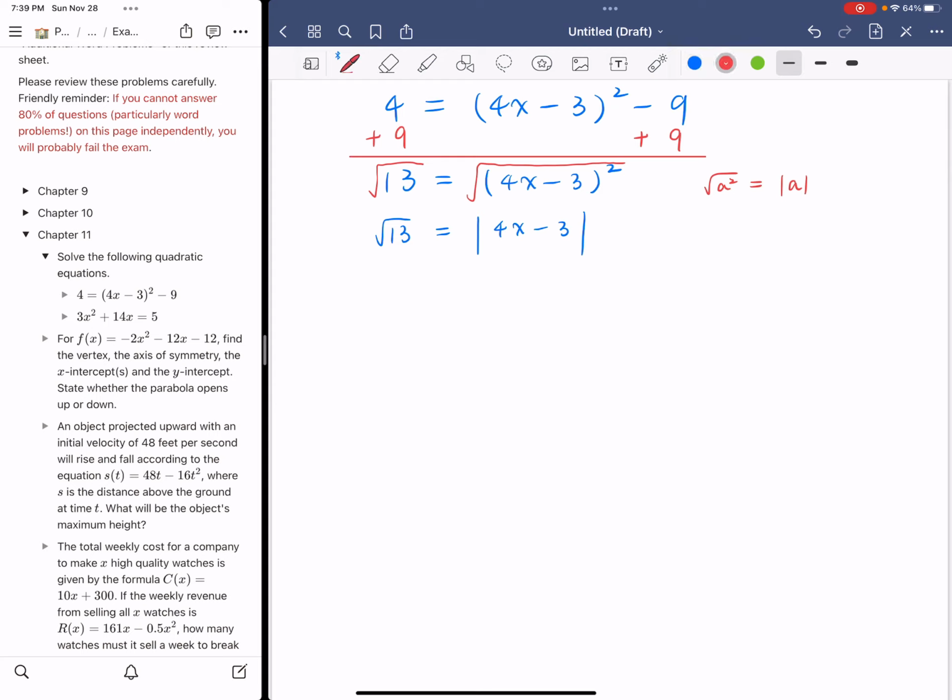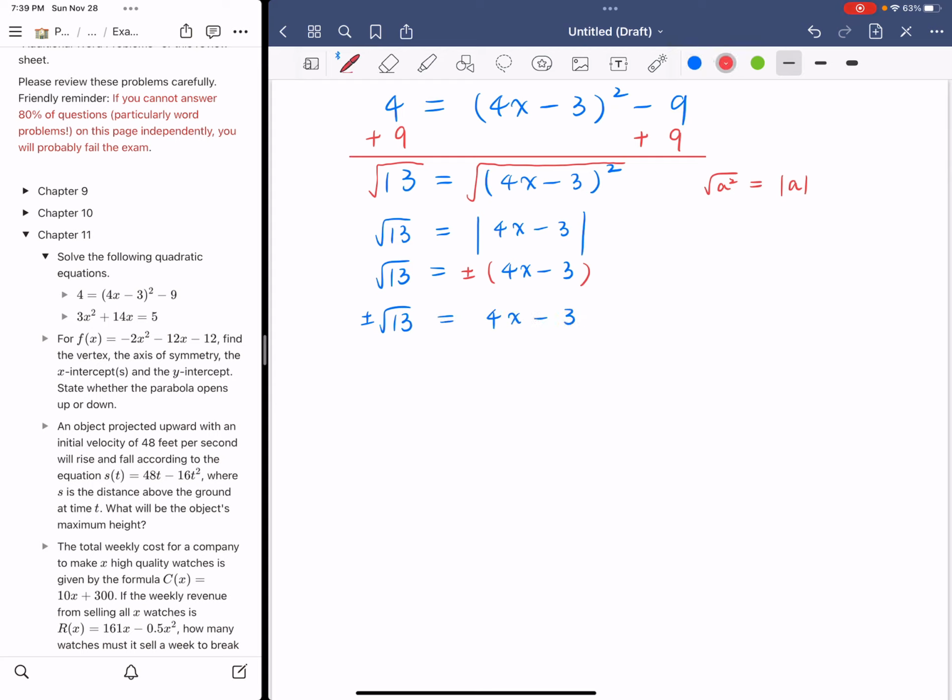So we're going to apply the plus minus method, plus minus, and then replace the grouping symbol absolute value with a regular pair of parentheses. Inside is 4x minus 3. On the right-hand side, square root of 13. And you can put the plus minus on either side of the equation. So I'm going to put it on the left-hand side. Plus minus square root of 13 equals 4x minus 3.